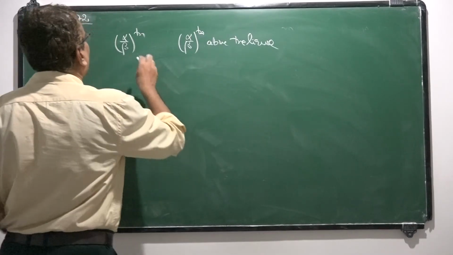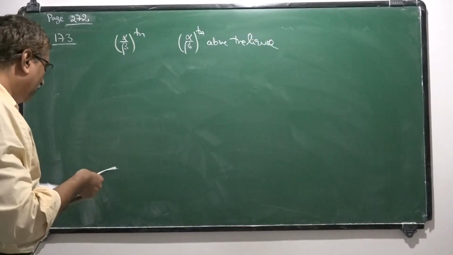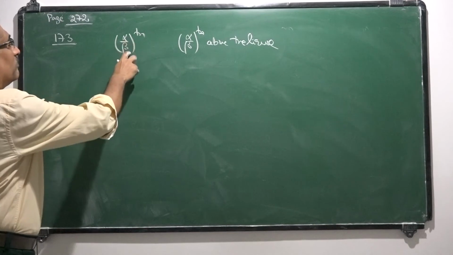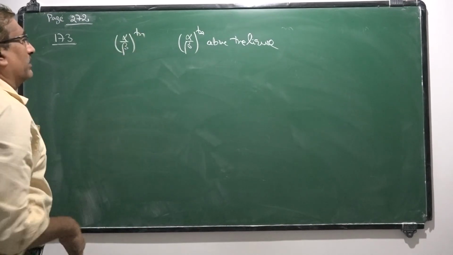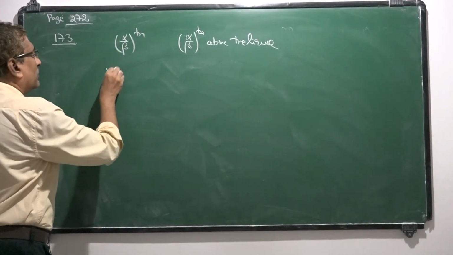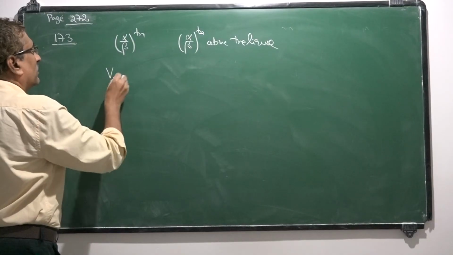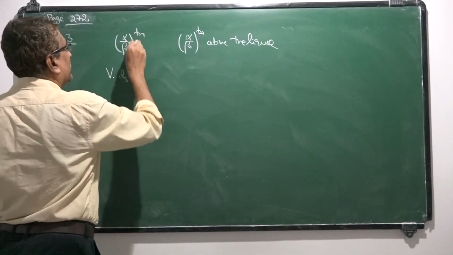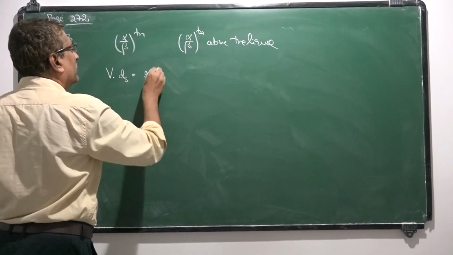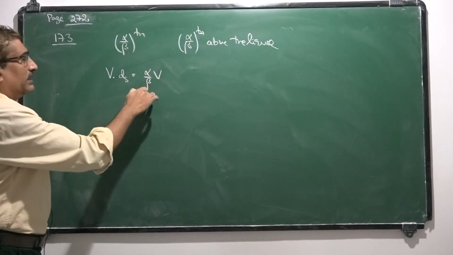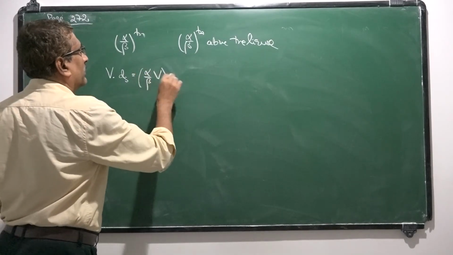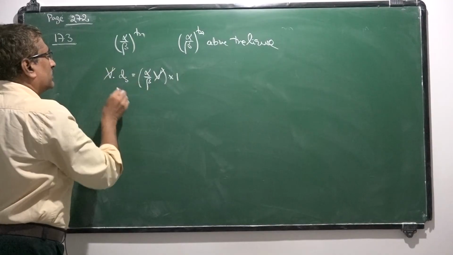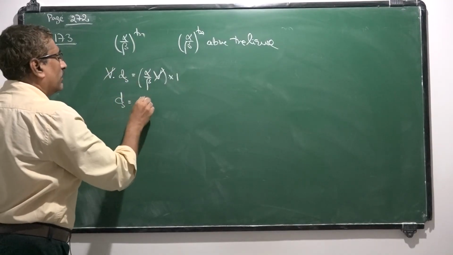Okay. When a solid body is immersed in water, then alpha by beta of the part is inside the water. So in that case, we can write volume of the solid body into density of the solid body equal to, inside the liquid is alpha by beta into V, this part is inside the liquid, into density of water. Density of water is 1, so you can cancel out this. So density of the solid is alpha by beta.